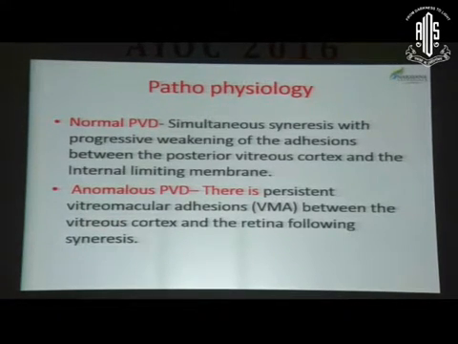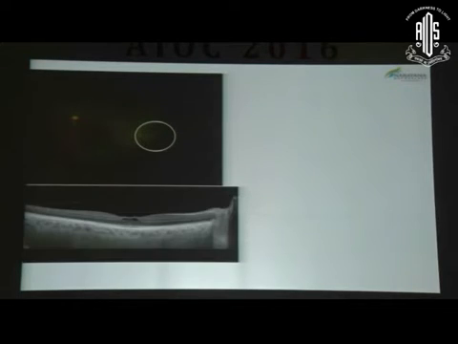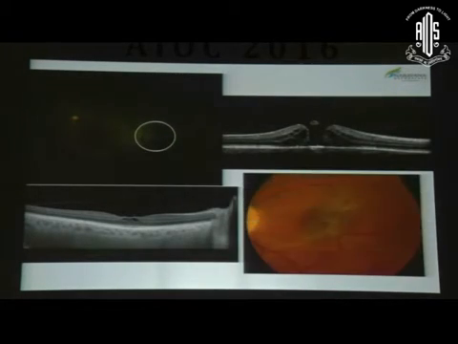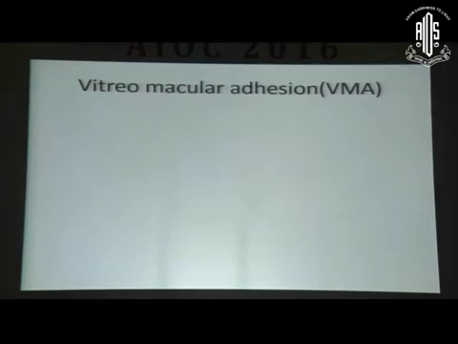So there is a persistent adhesion between the vitreous and the ILM, but there is syneresis. So the vitreous is moving and this can cause multiple problems. You can get a HST in the periphery, you can get a vitreomacular traction, you can get a macular hole, or you can get an ERM. So these are all the various gamut of clinical representations that you can get because of anomalous PVD.